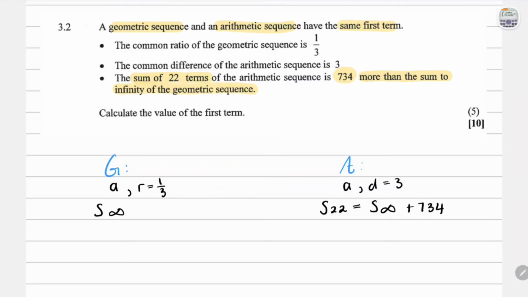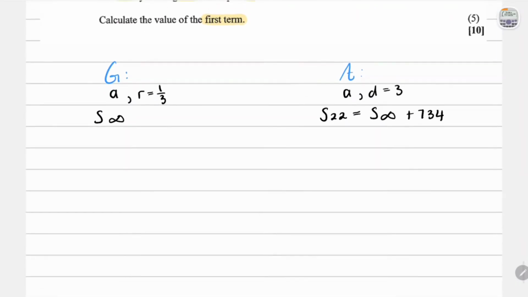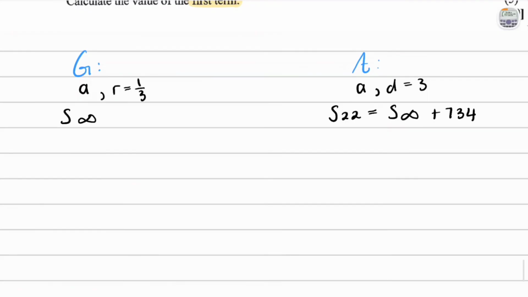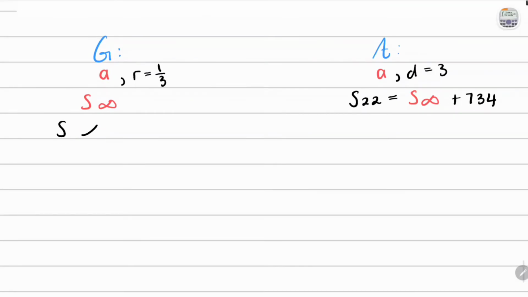And the question is to calculate the value of the first term. So find the value of a. Okay, so this is what we have been given. Because they both create equations, the sum to infinity is equal to something and the sum of 22 terms is equal to something. What is common in both equations would be a, and of course the value of the sum to infinity. Let's start by finding that sum to infinity.